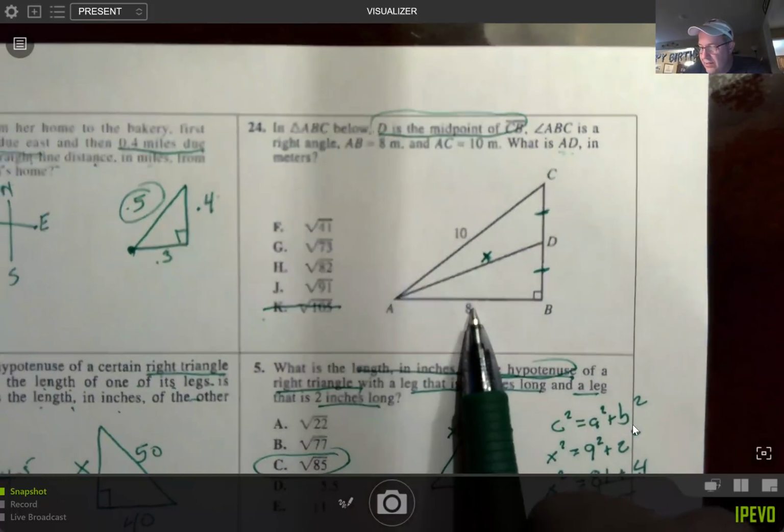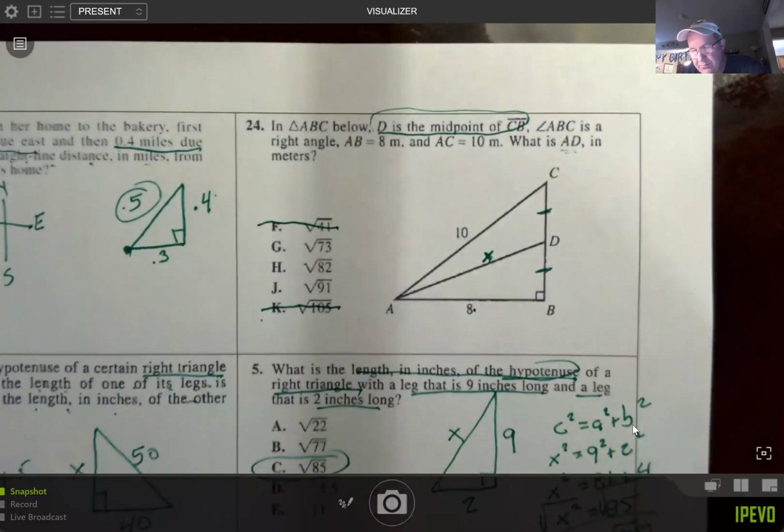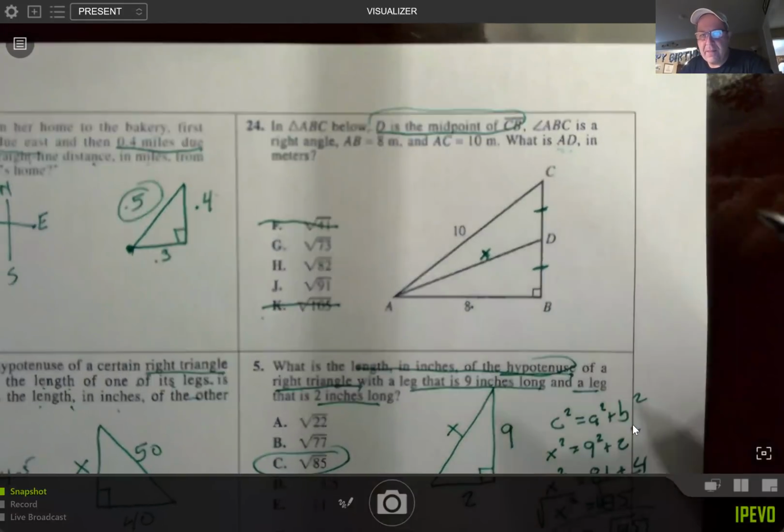8, right? It's got to be bigger than 8. So it's got to be bigger than the square root of 41. So just by having things drawn to scale, we can figure this out, or at least get it down to only 3 choices instead of 5. And that wasn't too hard to do.